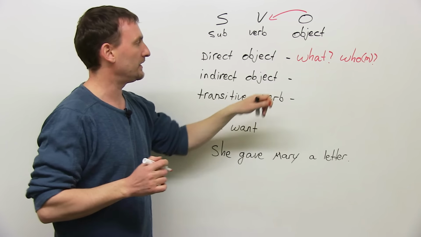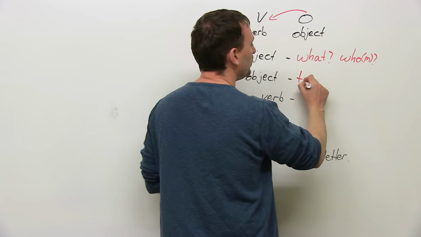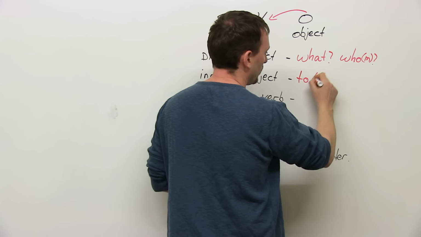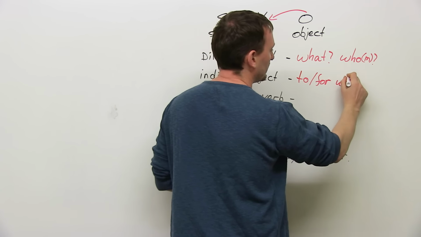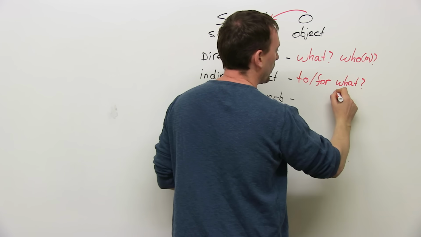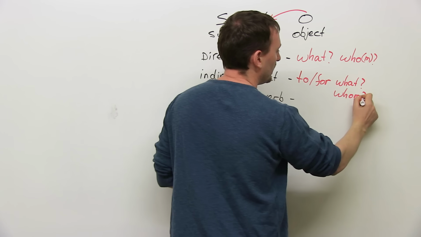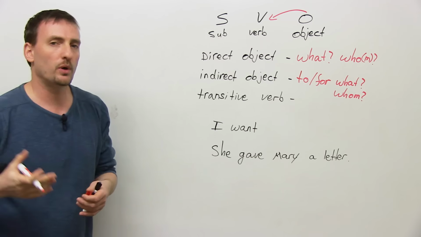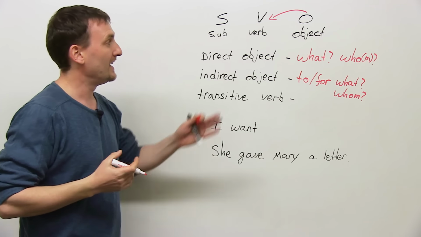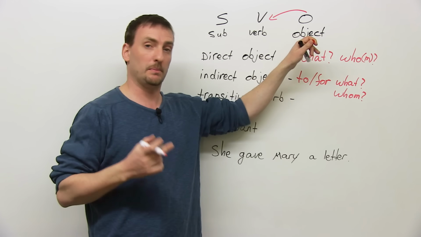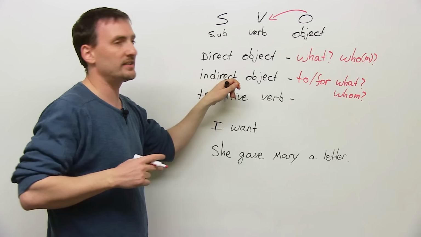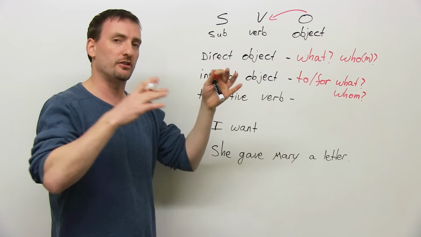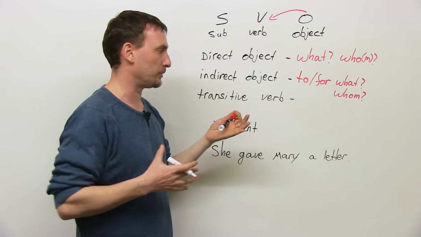An indirect object answers the question to what or for what or whom. To what, for what, to whom, for whom. Usually about the direct object. You will never see an indirect object without a direct object in the sentence as well.